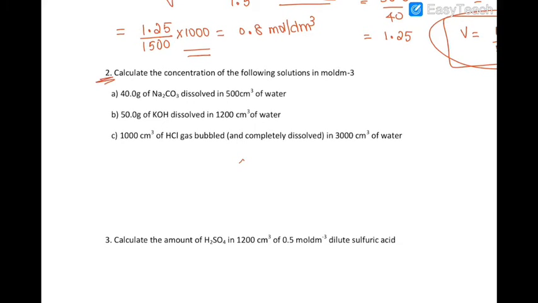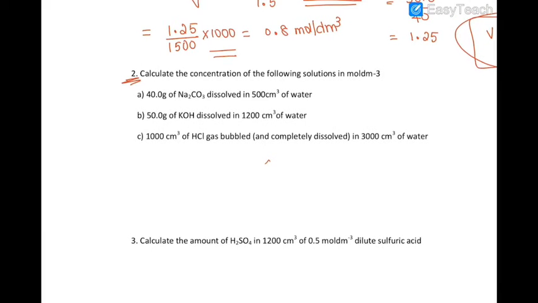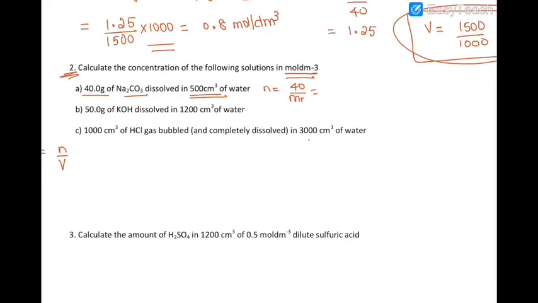Let's try the second question. Calculate the concentration in mole per dm cube of 40 grams of sodium carbonate dissolved in 500 centimeter cube of water. So concentration is number of moles divided by volume. Here, number of moles is mass divided by mR. So mR of sodium carbonate, if you calculate it, is 106.